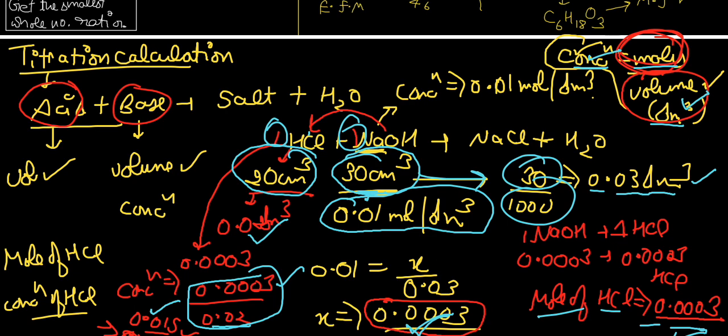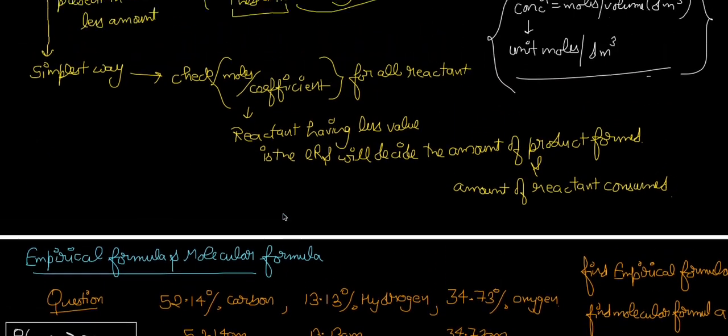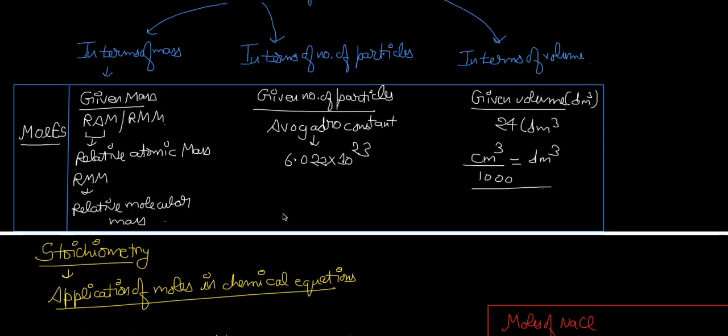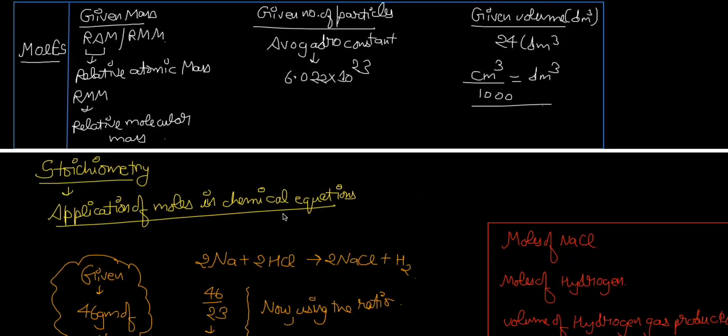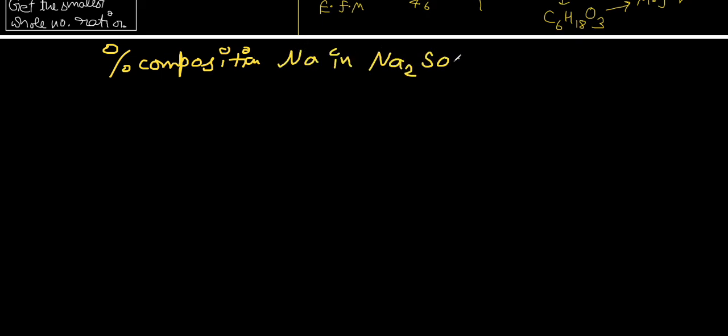So by now we have done titration calculations, we have done empirical formula, molecular formula, we are done with limiting reagent, percentage yield, stoichiometry basics, and the three formulas for moles. Now sometimes they ask us this thing as well, that find the percentage composition. They'll directly ask us, find the percentage composition of Na in Na2SO4. So this is basic maths. Find out the mass of Na in this compound.